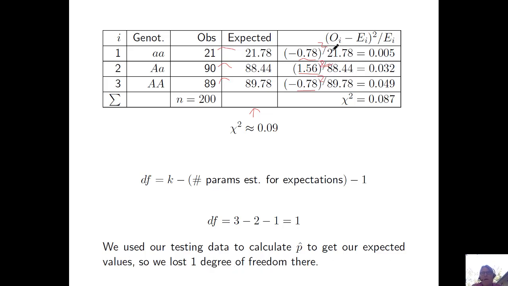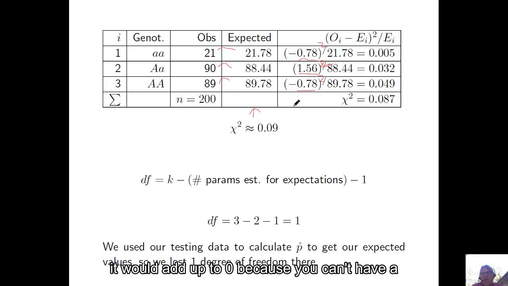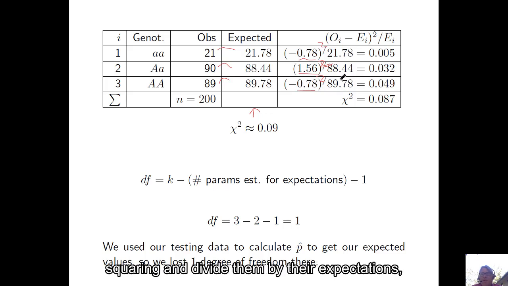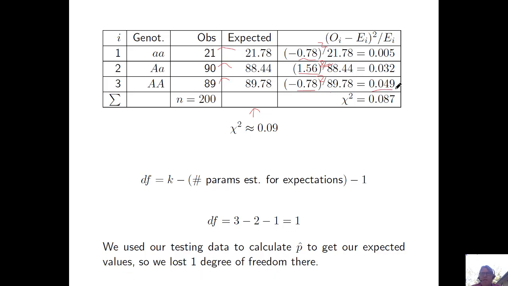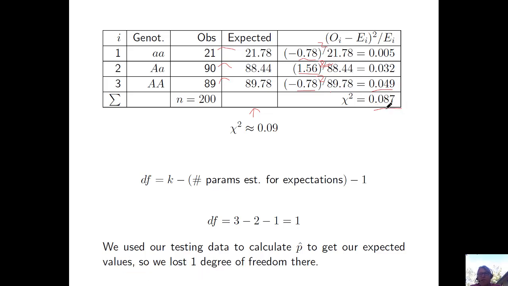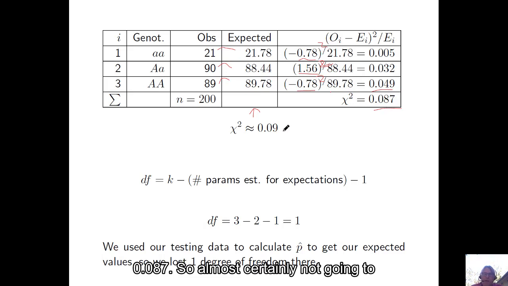Sorry about that. Before we do the squaring, it would add up to 0 because you can't have a net deficit or excess. But they're all tiny numbers, and when we do the squaring and divide them by their expectations, we get these chi-square terms over here, and a total chi-square term, a very, very small chi-square test statistic of 0.087. So we're almost certainly not going to reject.